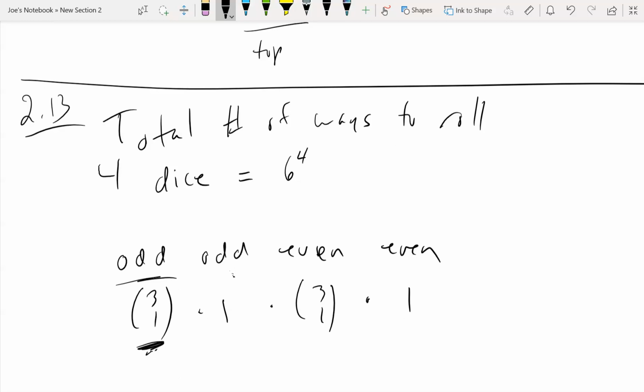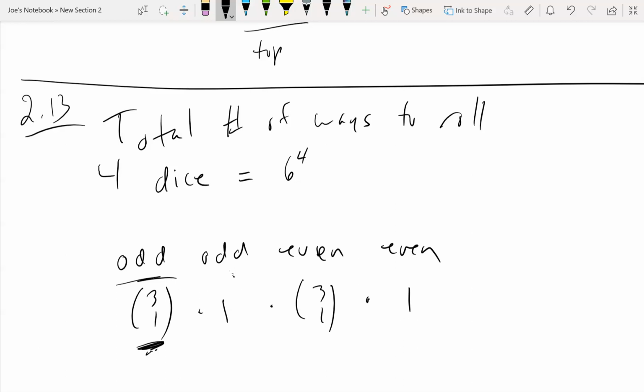I wrote it as odd on the first, same odd on the second, even on the third, same even on the fourth. Is that the only way you're going to roll the 4 dice and come up with the same result? No. For each of these, you could have done odd, even, odd, even, or even, odd, even, odd. How many different rearrangements are there of these? So it's close to 4 factorial, because some of them look the same, right? It's 4 choose 2, right?